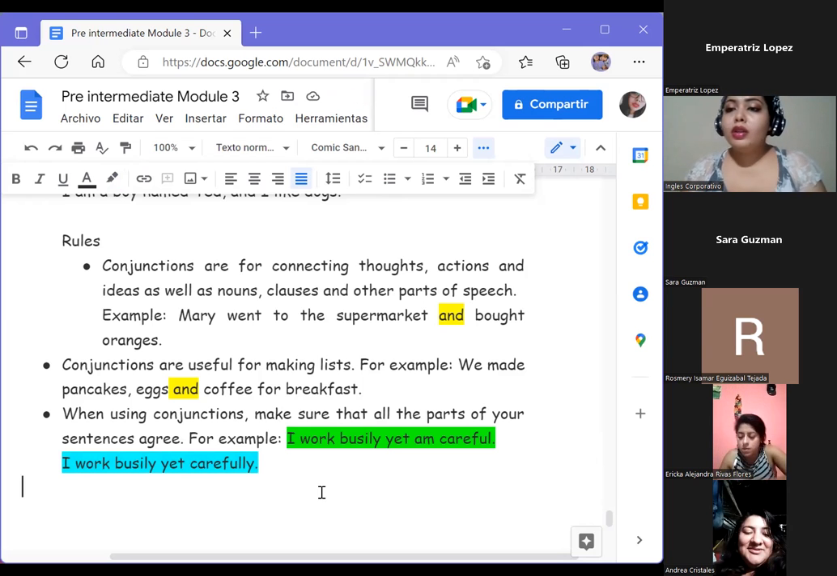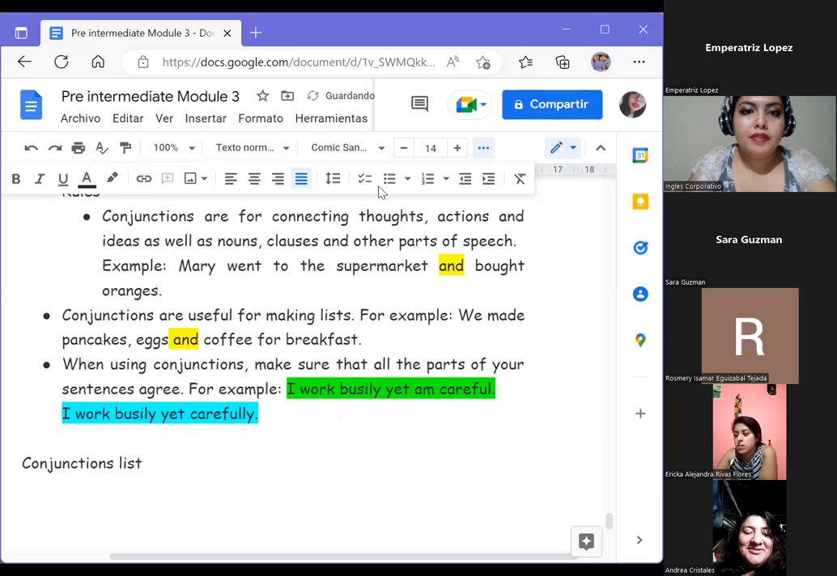Then, there are only a few common conjunctions, yet these words perform many functions. They present explanations, ideas, exceptions, consequences, and contrasts. And we have a list of conjunctions that are commonly used in English. In this case, we are just going to write the most common conjunctions that we can use when we are speaking in English. So in that case, we are going to write conjunction list. And we are going to have the most common.